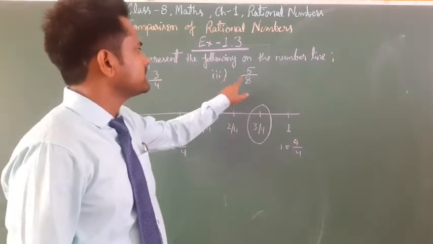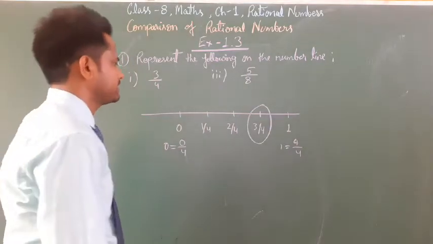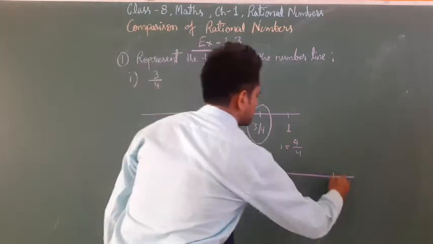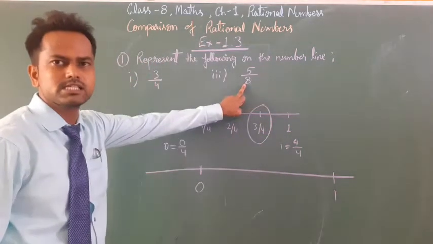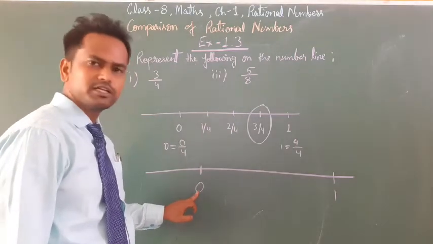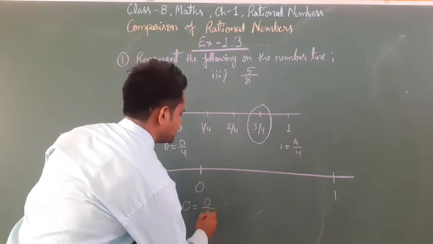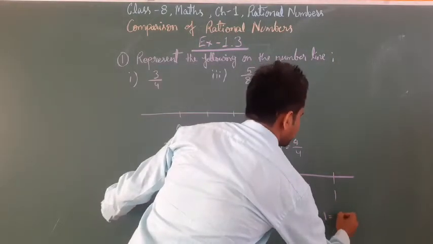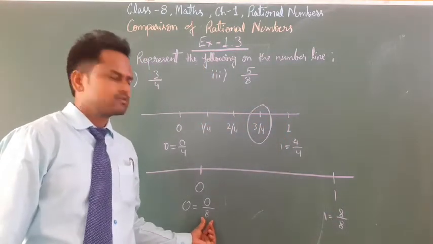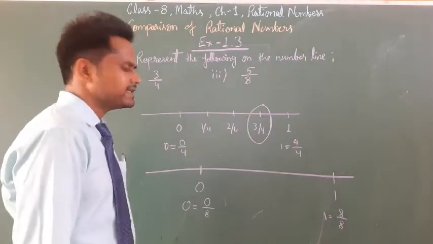Now third part, you have to represent 5 by 8 on the number line. First you have to draw a number line, that is 0 and 1. Here the denominator is 8, so you have to convert 0 with denominator 8. So 0 can be written as 0 by 8 and 1 can be written as 8 by 8. Got it? So here the denominator is 8. So that's why you have to convert this part into 8 equal parts.